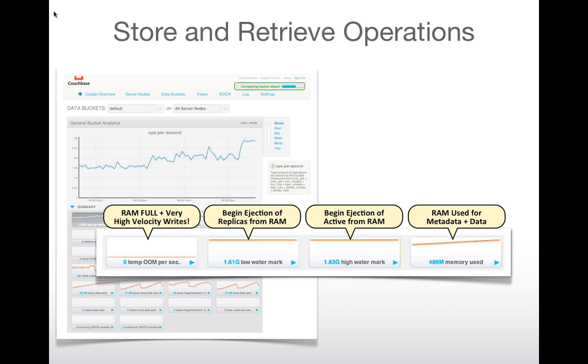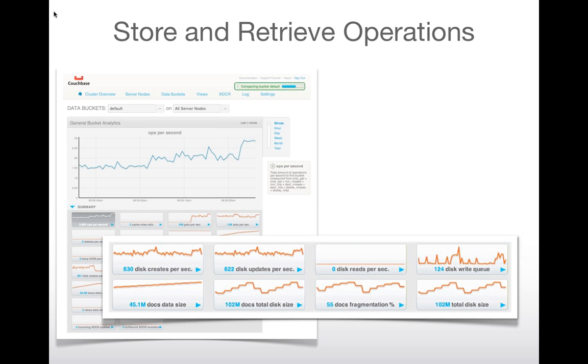Then that first column there with the temporary out of memory: if your RAM is completely full, you've passed the high watermark, and you still have high velocity writes. Obviously at this point you were probably scaling your cluster up, hopefully earlier than this point. But you can get temporary out of memory if you have very high velocity writes and it's trying to eject, and your write operation pace or velocity is higher than your ability to eject from RAM. You'll get temporary out of memory responses back to your client SDK, which you'll then have to handle and retry your operations. This only happens when you're absolutely full.